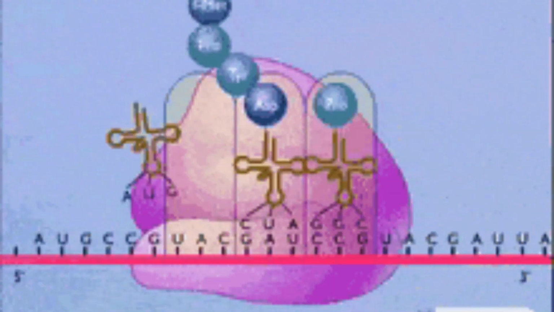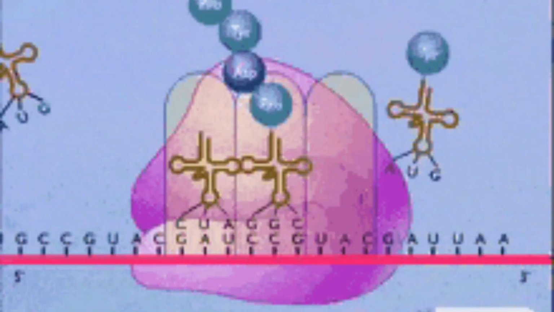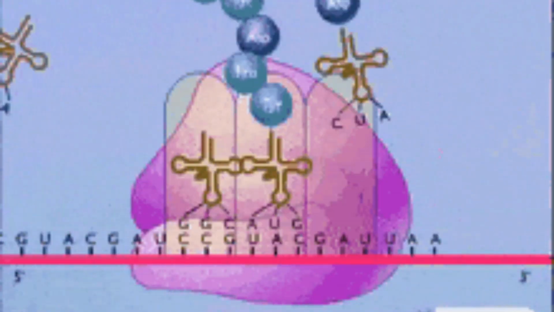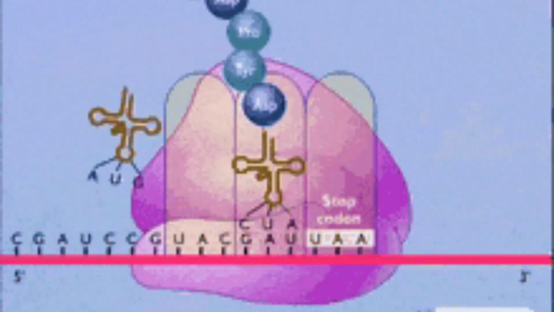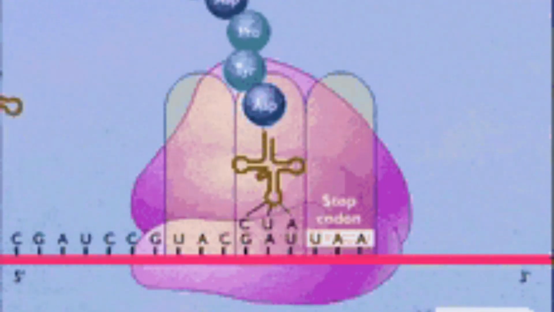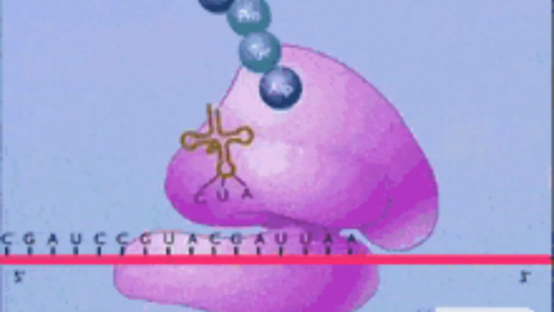Finally, in the termination stage, when the UAG codon or other stop codons reach the A site, elongation is terminated. The chain of amino acid molecules is released from the ribosome. This released amino acid chain is the protein.